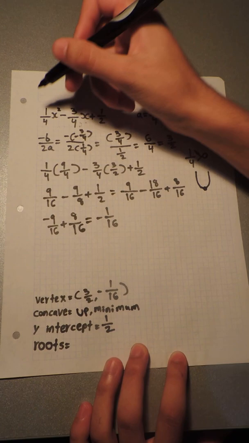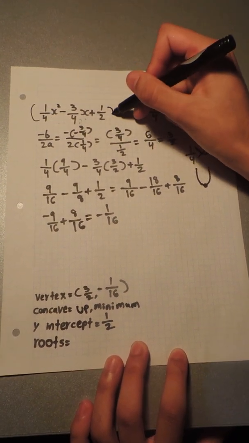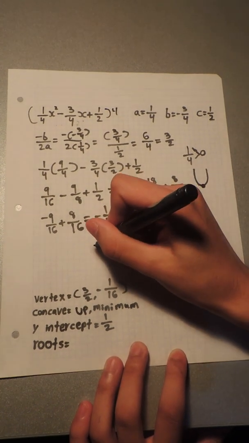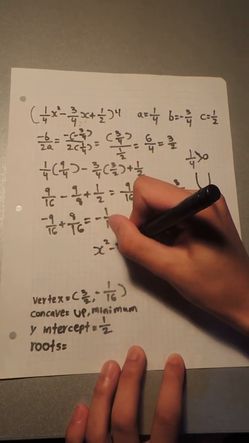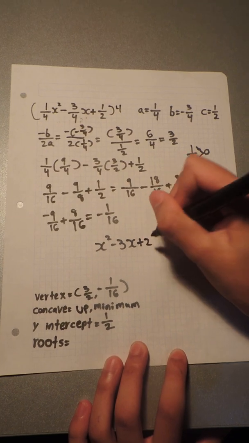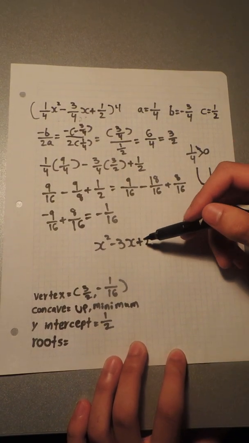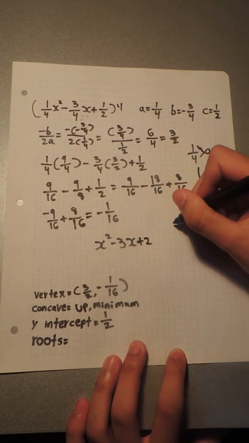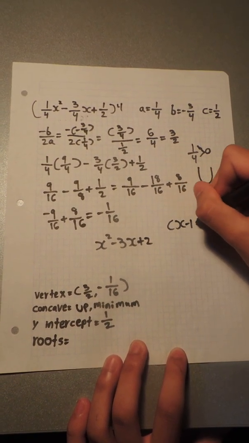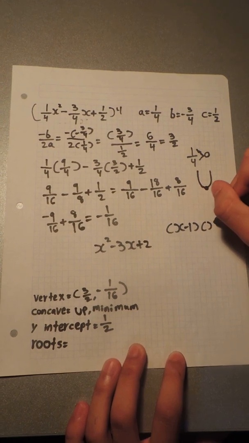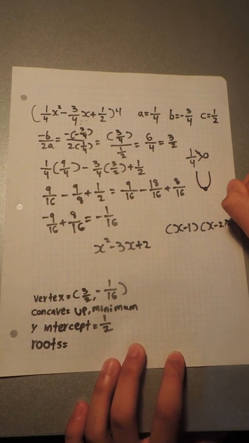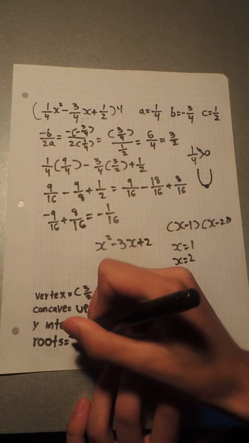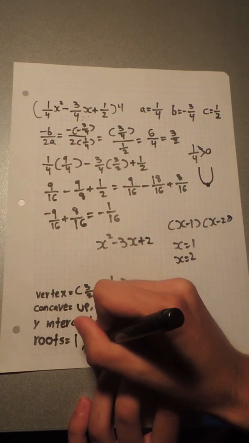And the roots, we will multiply the whole equation times 4 to get rid of the denominators, and that will leave us with x squared minus 3x plus 2. Now we need to find two numbers that multiplied give us positive 2 and added give us negative 3. And those numbers are minus 1 and minus 2, which when passed to the other side give us positive 1 and positive 2. Those are the two roots.